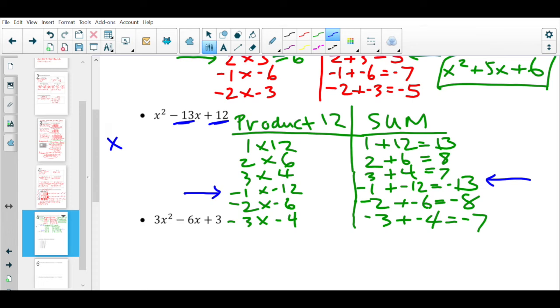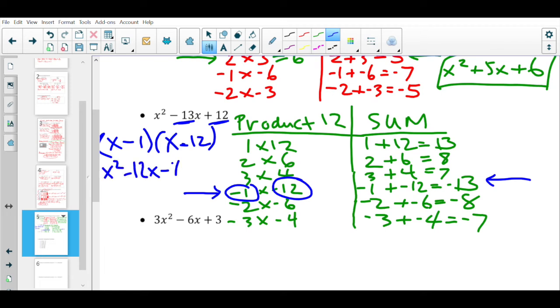That is x, the factors are negative 1 and negative 12. Okay, negative 1 and negative 12, x minus 1 and x minus 12. If we expand that, we get x squared minus 12x minus x plus 12. Collecting like terms, x squared minus 13x plus 12. So that checks. It equals the original.